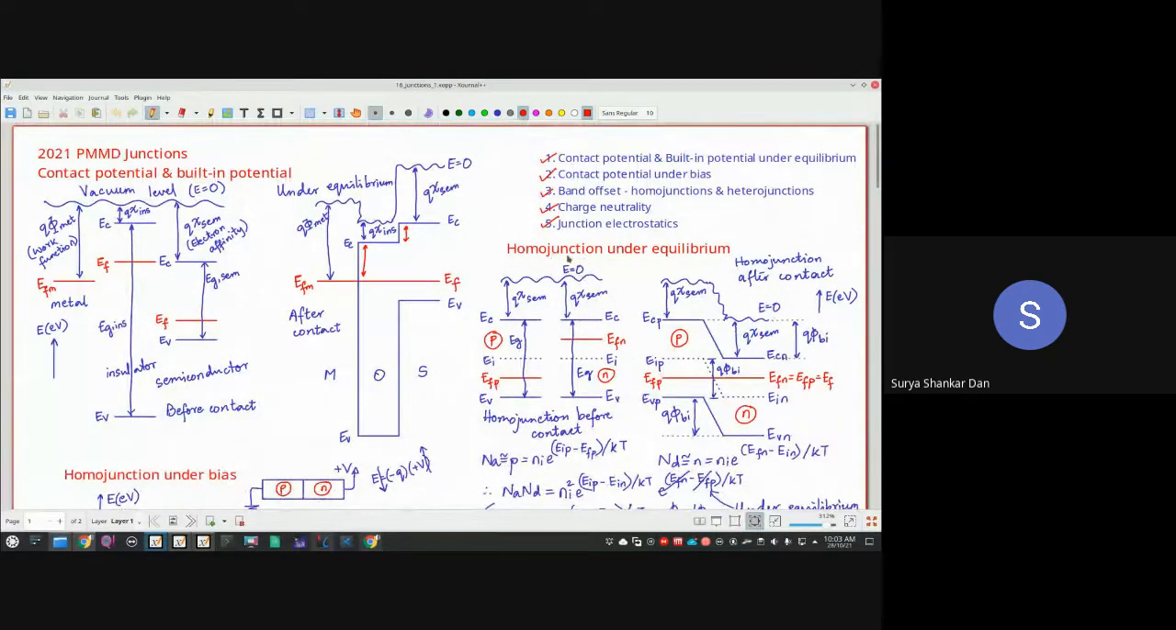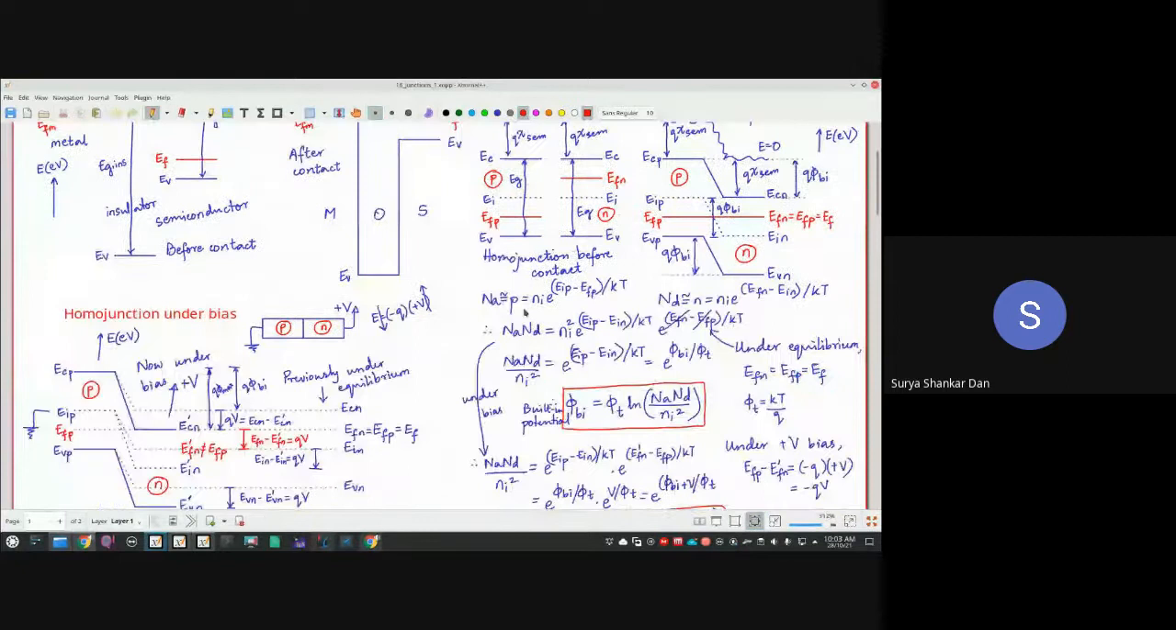But if it is at equilibrium and instead of a homojunction we have a heterojunction, this is the case of a MOS capacitor. A MOS capacitor is under equilibrium because there is no charge flow thanks to the dielectric layer. We will understand MOS cap after finishing the junctions. A heterojunction under equilibrium will have a contact potential, not a built-in potential. Then again, a homojunction or a heterojunction under bias is always going to have a contact potential. So contact potential is the generalized term.